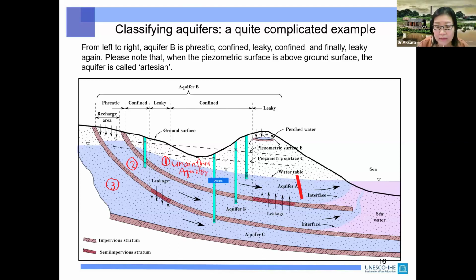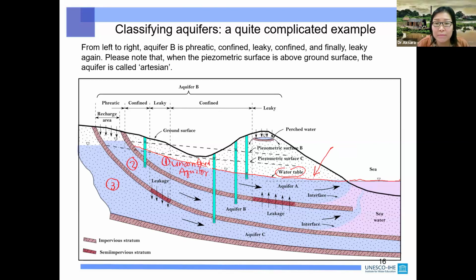Why do we know that this one is unconfined? Because it's the top one, so it's the most shallow one. And also we see the water table. The water table is right here. I'm going to draw the water table line so that you see better. The water table line, which is the red one here, is the unique characteristic of the unconfined aquifer.